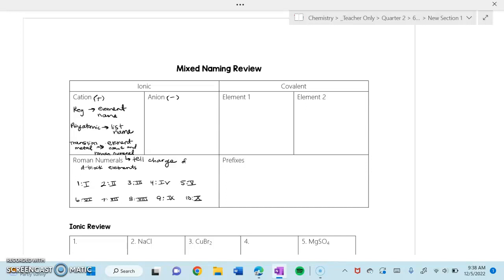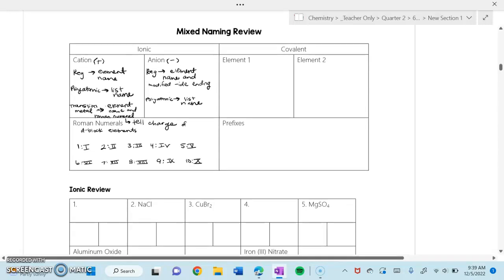For the anion, which is the second part of our compound, we've only got 2 options. We've got a regular nonmetal, which will use the element name modified with the IDE ending. And if it's polyatomic, use the list name. So that's our Ionic naming.